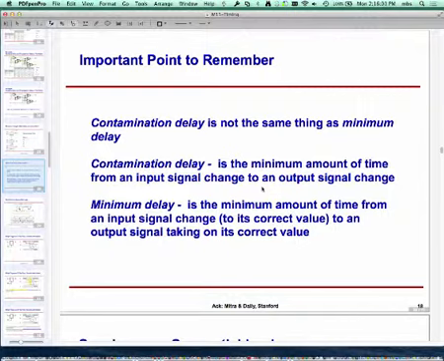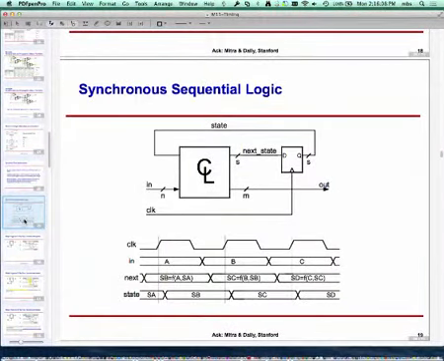So we discussed that. We had some examples, and the first problem of the problem set is basically on that. I've given you a piece of logic and some of the delays.